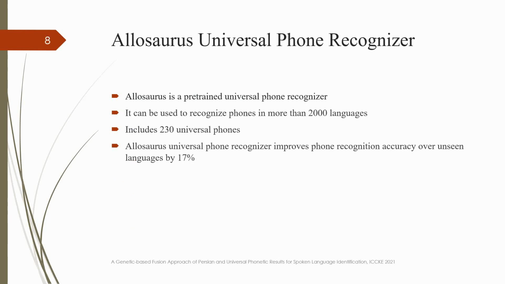Now I'm going to talk about the front end of our phonetic systems. Our first phonetic system uses the Allosaurus Universal Phone Recognizer for its phone recognition step. Allosaurus is a pre-trained universal phone recognizer that includes 230 universal phones, and it can be used to recognize phones in more than 2,000 languages. It improved phone recognition accuracy over unseen languages by 17%.